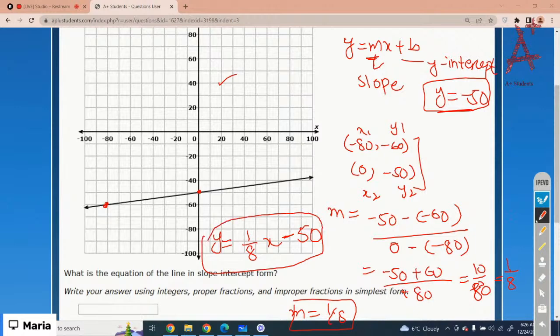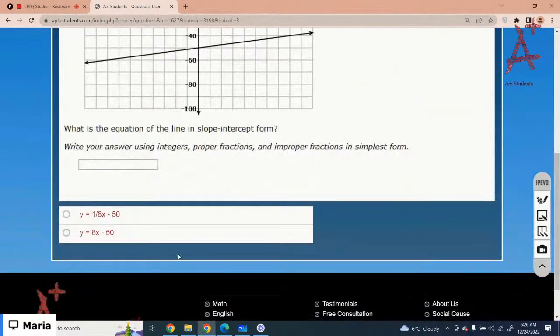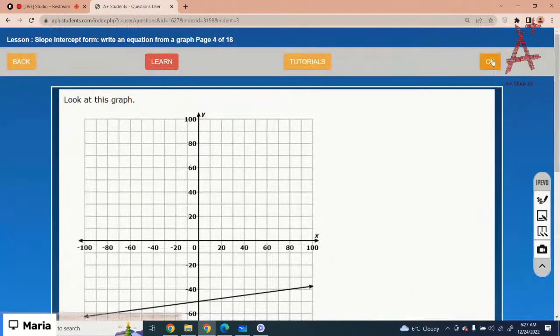y equals 1 by 8x minus 50. Got it? So the first equation is the correct option: y equals 1 over 8x minus 50. Just select the correct option and click on the OK button.